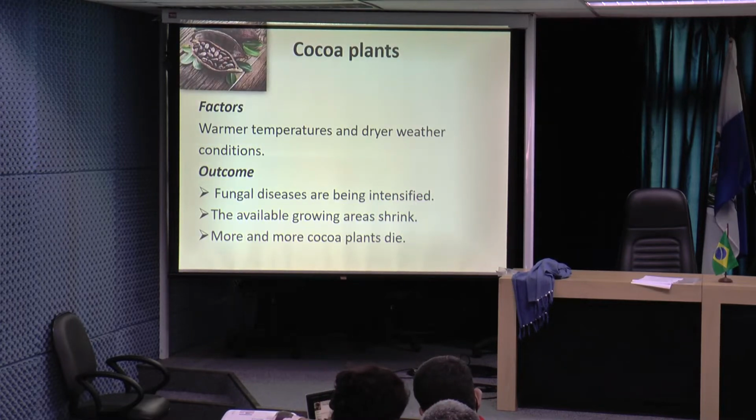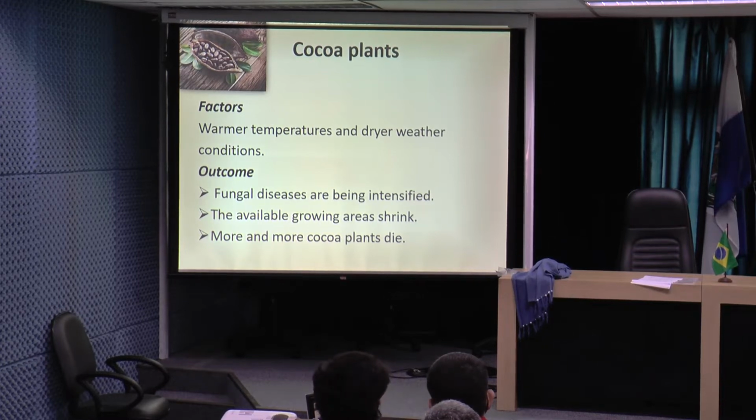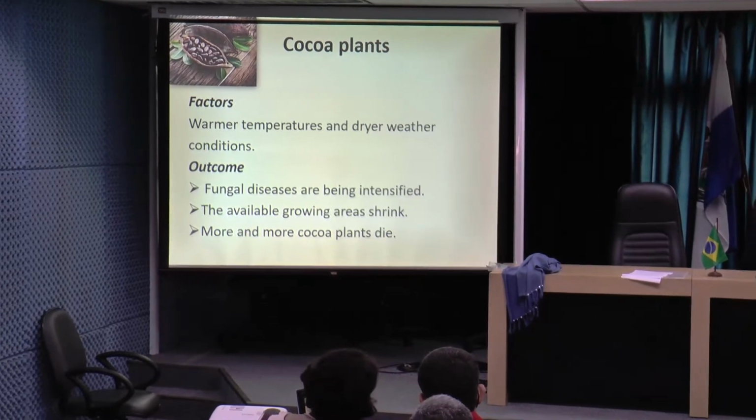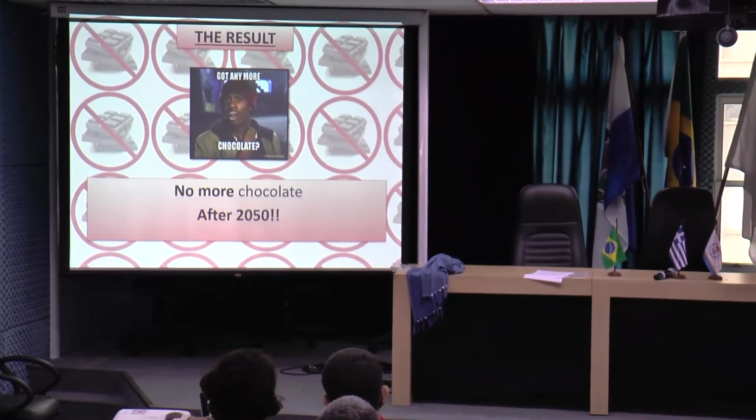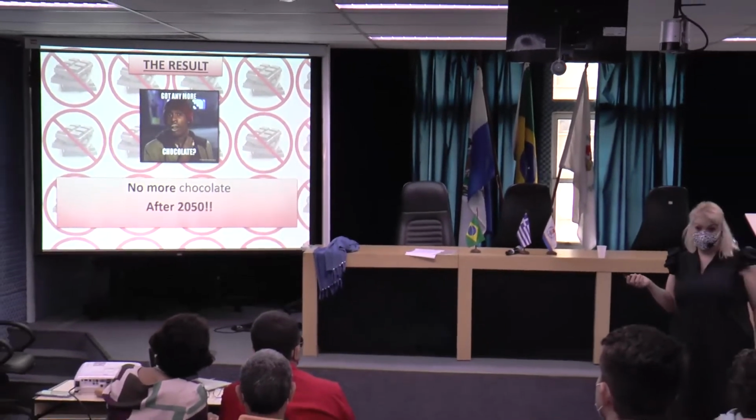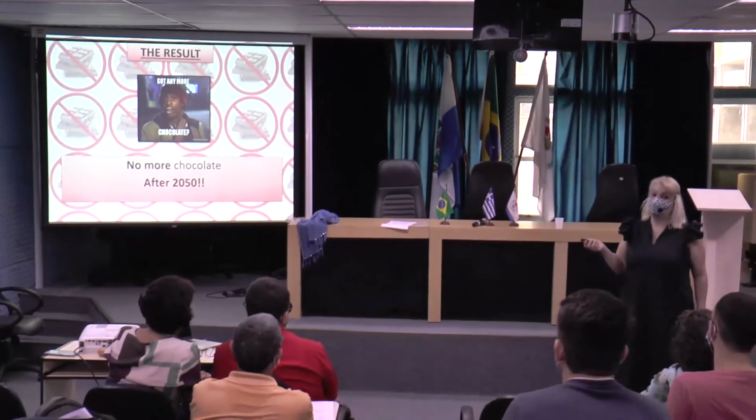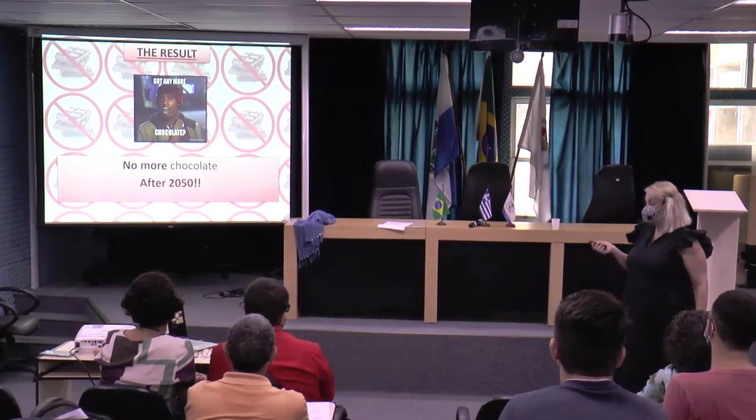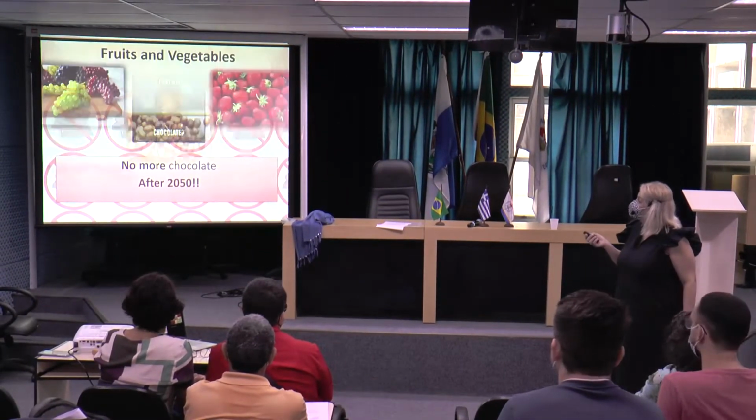So what are the factors? What happens? You see warmer temperatures, drier weather conditions, and what happens due to these factors? Fungal diseases, growing areas, etc., etc. So no more chocolate. This is a real threat. This is something I dread. But possibly I'll be dead by then, okay?